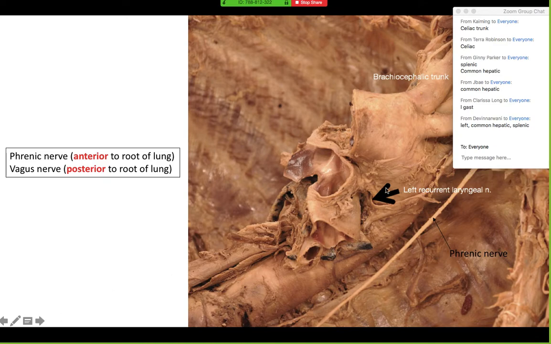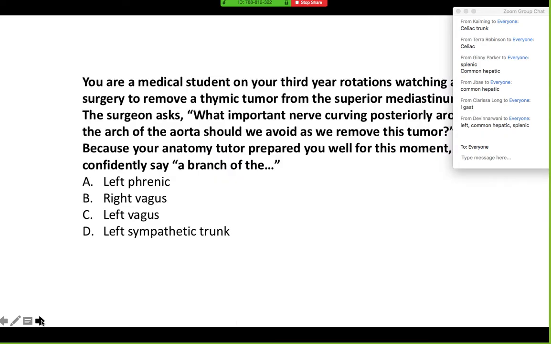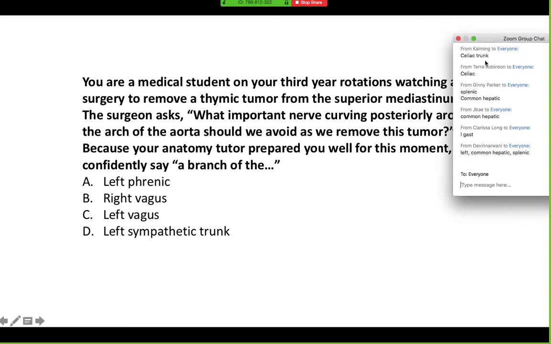All right, you've seen this picture. I'm going to skip this. And I think hopefully this review is becoming clear how many times they repeated stuff. Like this left recurrent laryngeal, you've seen it 100 times. It's going to be a big thing on the exam. So I think this review is hopefully making some of those big things clear.